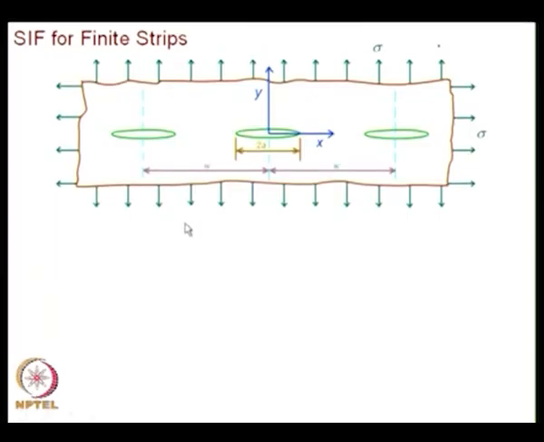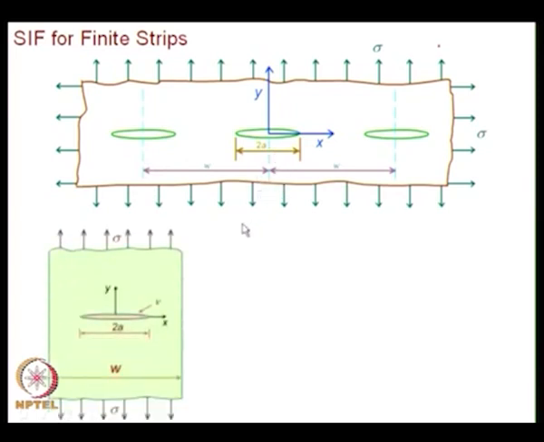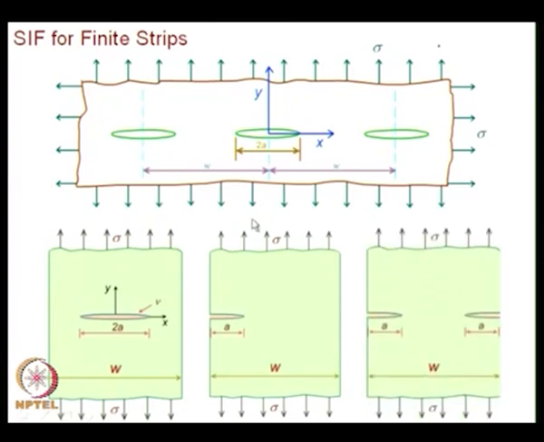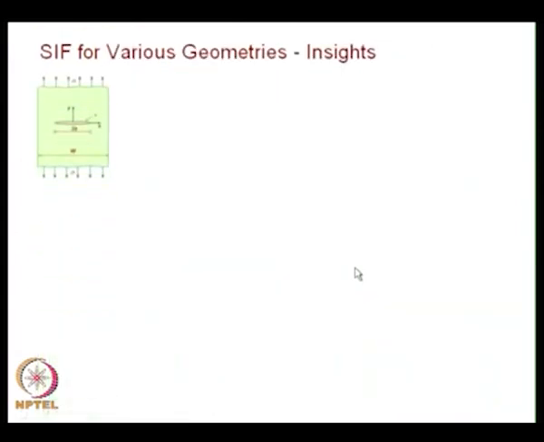So, we will go and review those results. We started the discussion with equally spaced cracks in an infinite strip, and we discussed that from this you get the center cracked specimen. From this solution you are also able to get the single edge notched specimen and also a double edge notched specimen or cracked specimen.